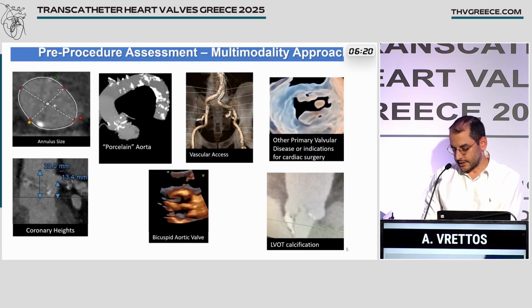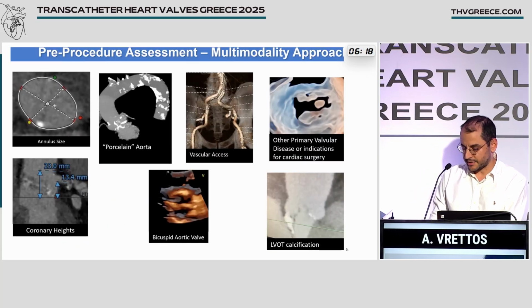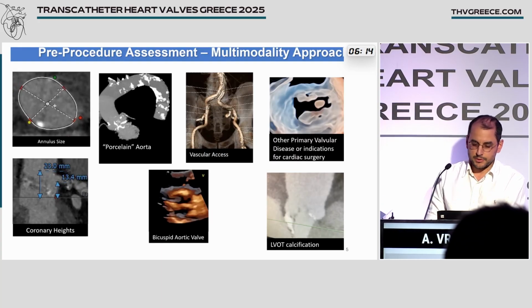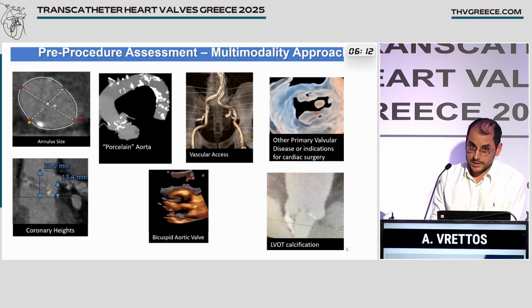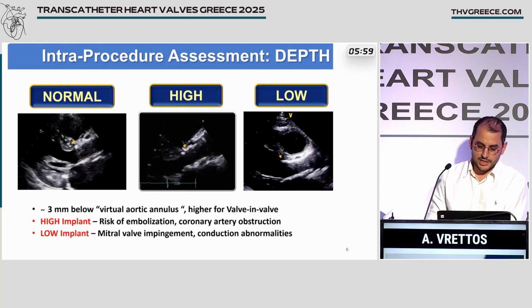The use of echo and cardiac CT helps us to make the decision about who is the right candidate and what kind of TAVI valve to use. Nowadays, we also use cardiac CT, so we can make those decisions based on cardiac CT data. However, echo is helpful in guiding some intra-procedural steps and looking for possible complications.